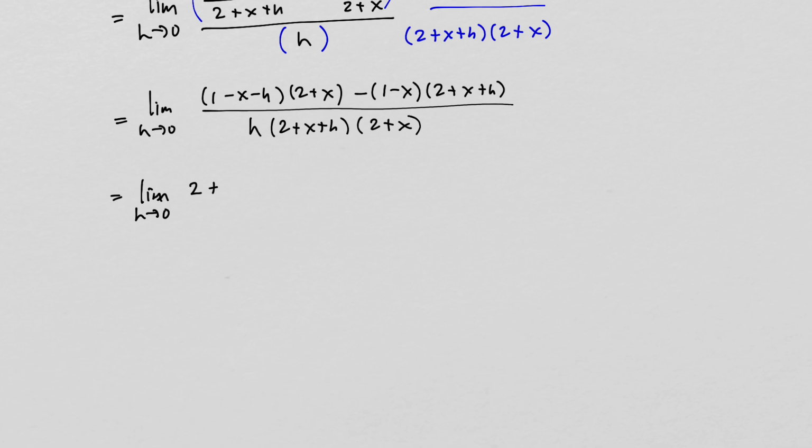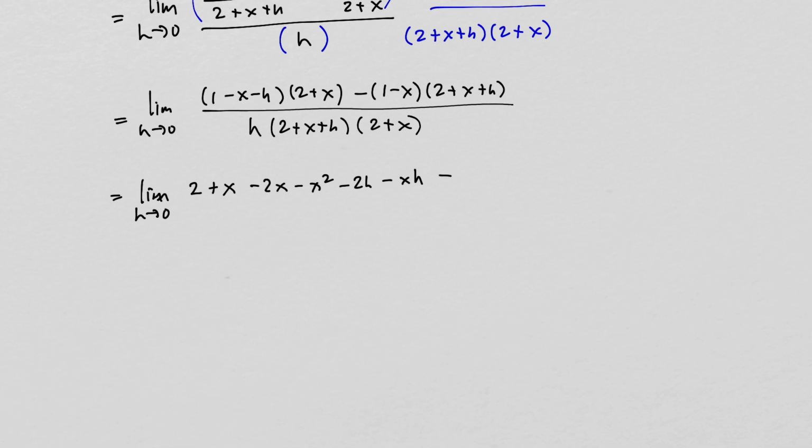Plus 1 times x. So I'm doing 1 times x. So that's just x. And now I'm going negative x times 2, which is negative 2x. And negative x times x, which is negative x squared. And then negative h times 2 is negative 2h. And negative h times x is negative hx, and I'm going to write that as negative xh.